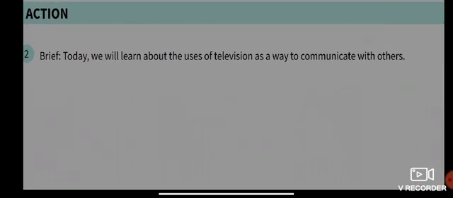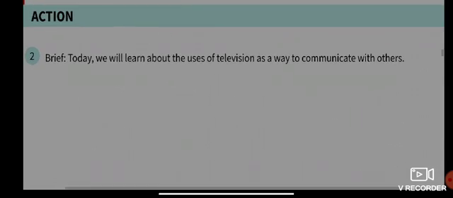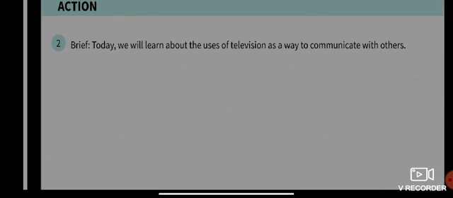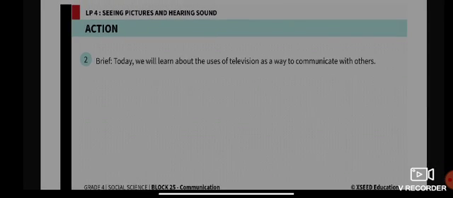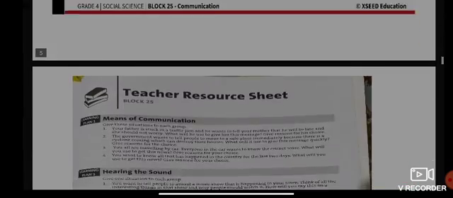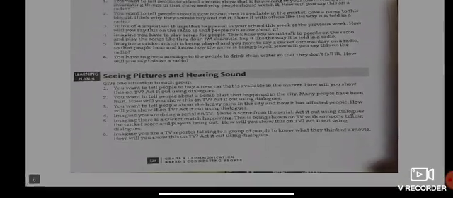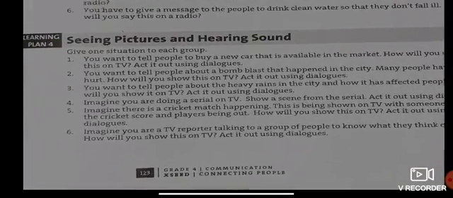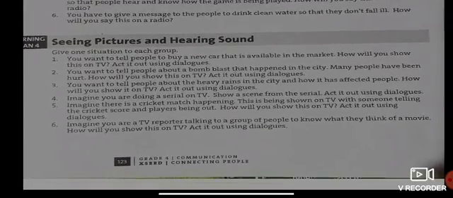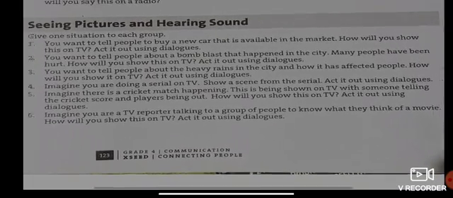Now today we will learn about the uses of television as a way to communicate with others. In our last class we learned about using radio as a means of communication. So I want all of you to read a particular point, that is seeing picture and hearing sound. You can pause the video and go through this particular situation.